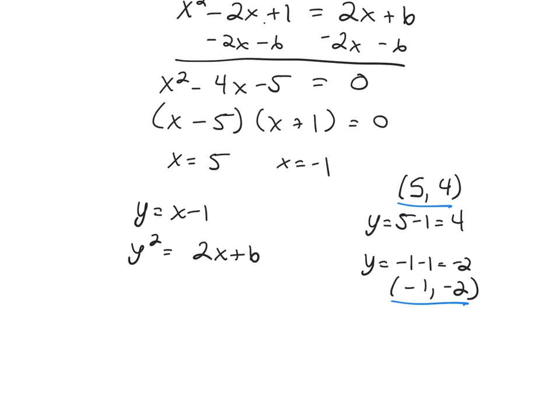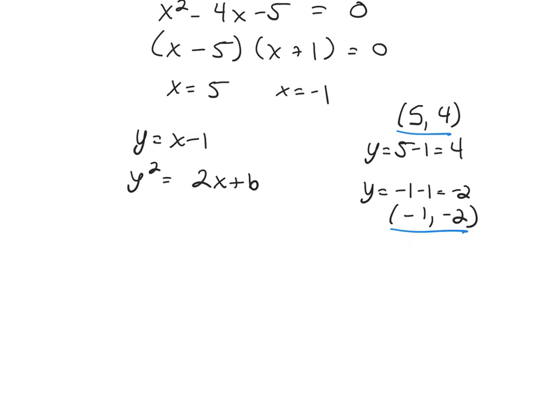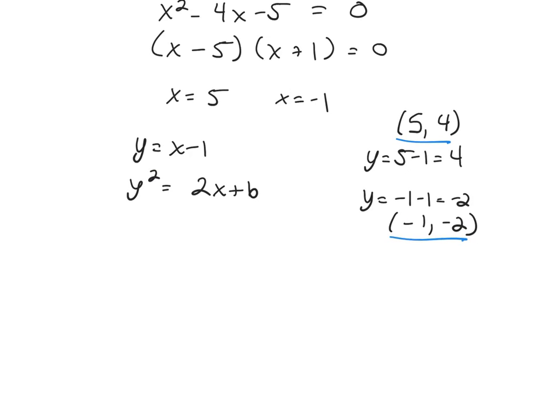Once we know where they intersect, we can draw our region. So let's do that. I need a little bit of room, I think. Yeah, that should be enough. I'm going to start by plotting these two points that I have. So I have minus 1, minus 2, and 5, 4.